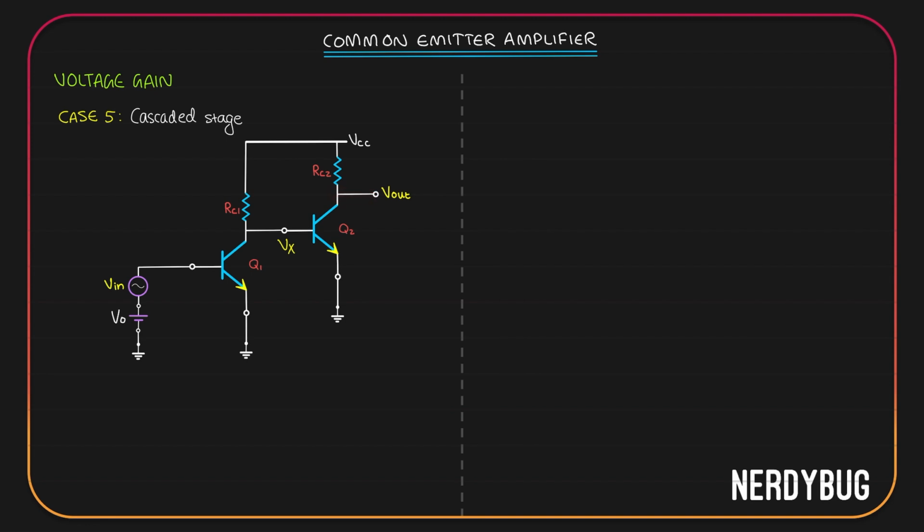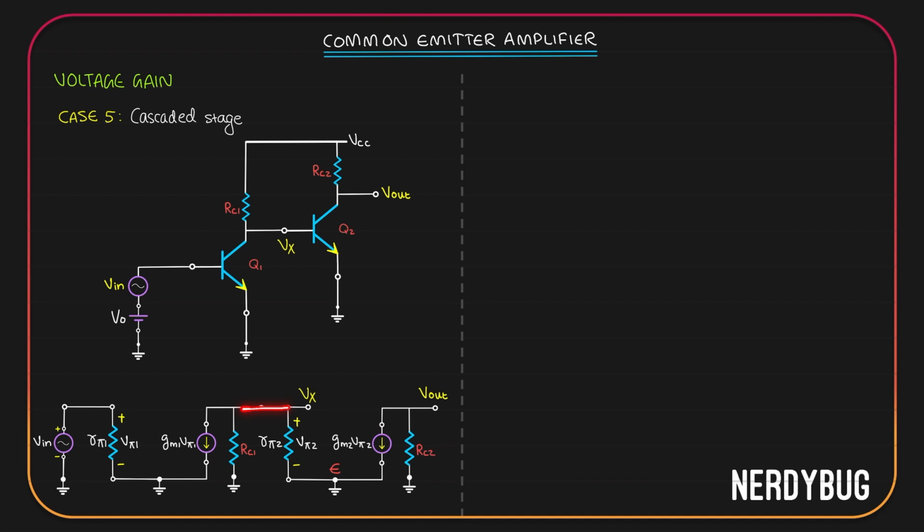I have called the output of the first stage Vx. Let us see how the small signal model will look. This is the small signal model of the first stage. I have given the input at its base. There is R pi 1, there is gm1 V pi 1, there is RC1, and the output is Vx. I am going to apply this as an input to the small signal model of the second stage, like this. V pi is applied to the base of the second transistor. There is R pi 2, there is gm2 V pi 2, there is RC2, and the final output is taken at the collector of the second transistor.